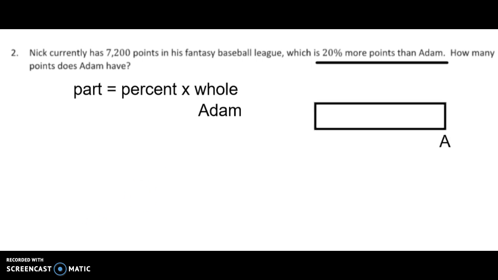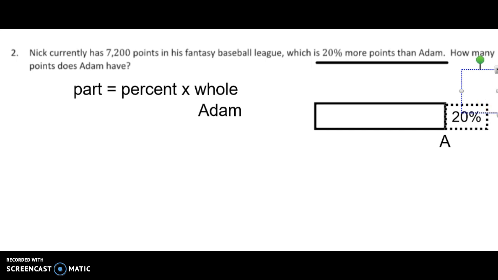We can think about this as a tape diagram. I have a simple tape with the letter A at the end because this entire tape diagram represents all of Adam's points. There they are. Now, Adam doesn't have 7,200 points, that's Nick. I don't know yet how big this box is, but I know that this box represents all of Adam's points. And it says that Nick has 20% more than Adam. So that means the box has to get larger, right? If this is all of Adam's points, 20% more than that would be way out here. 20% added on to Adam's points, which means way out here, this is Nick.